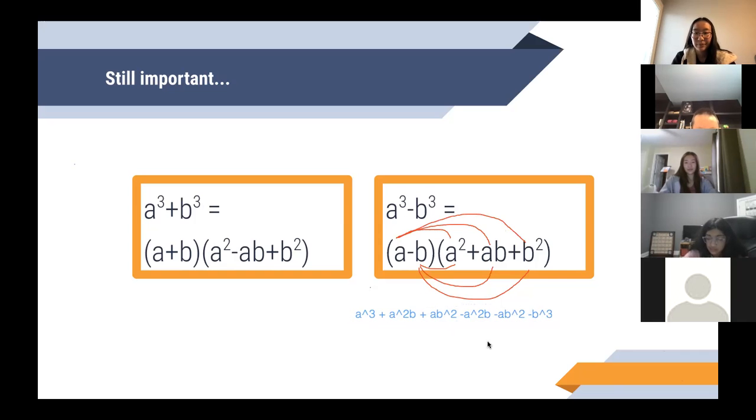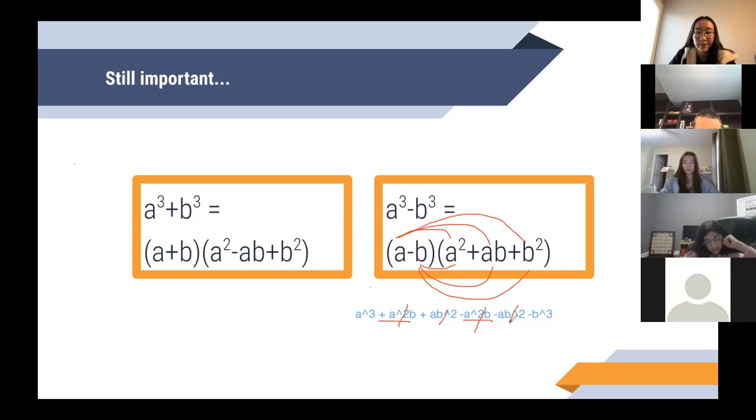Yep. And now we're going to see which ones we can cancel out. So it's like playing I Spy. I spy a squared b, and I spy a negative a squared b. So those will cancel out. Which other one will cancel out? The ab squared and the minus ab squared. Mm-hmm. That's exactly right.